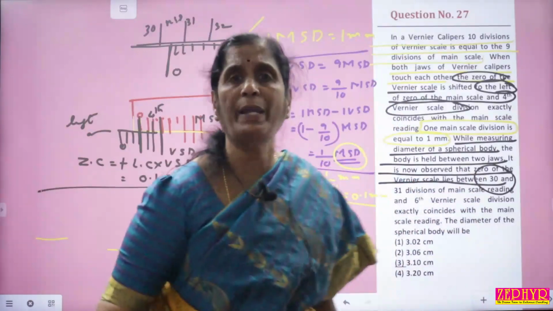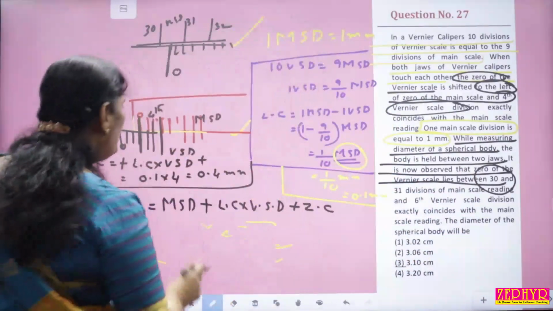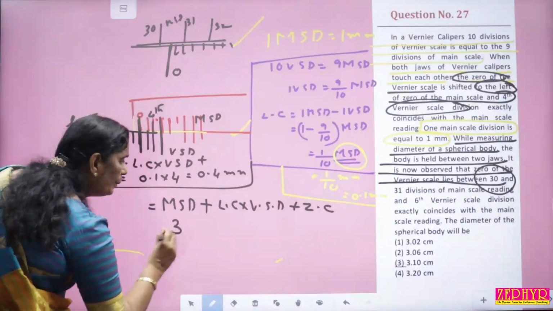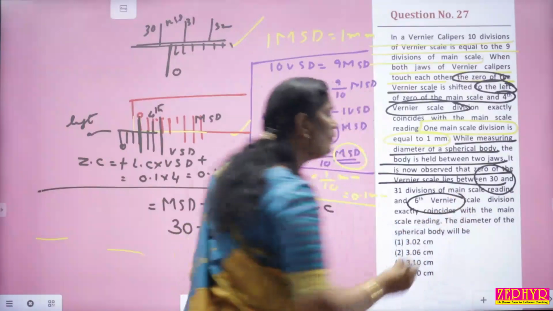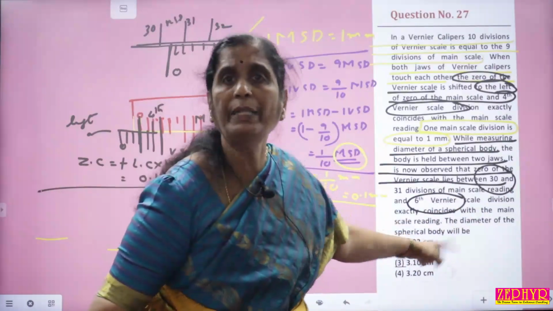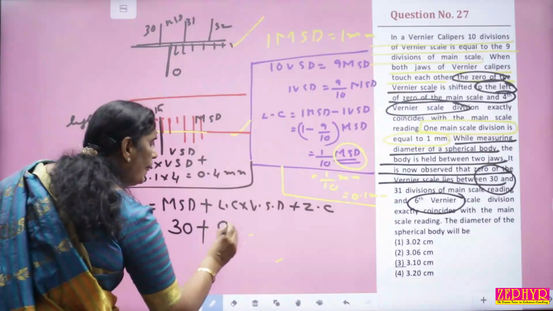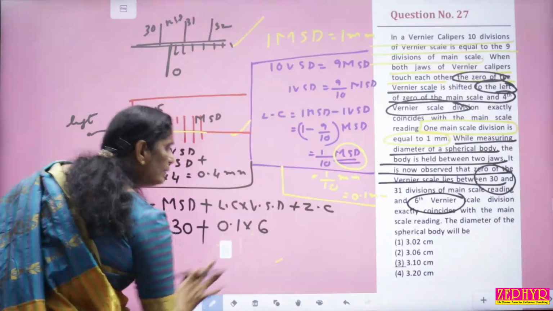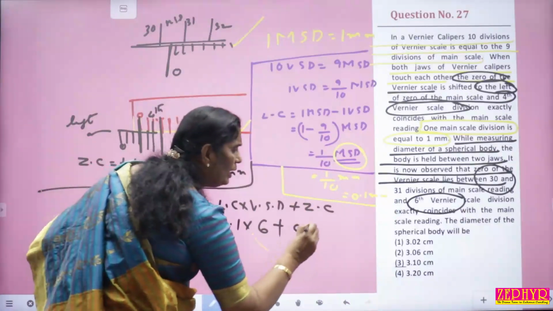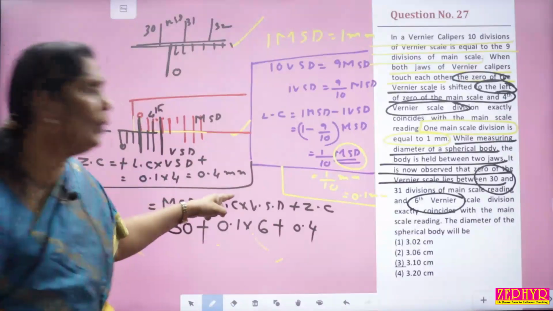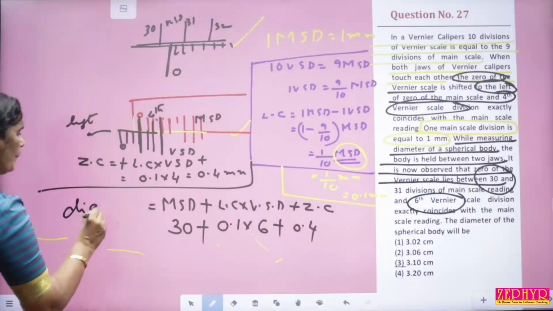30 will be taken as the main scale division because 30 divisions are complete, and 31 is not complete. So we have to take 30 for the MSD, the 30th division. And the 6th division of the linear scale is coinciding with the object. So we take 6. Least count is ready: 0.1. Sixth division, plus zero correction. We did the zero correction earlier. How much? 0.4. So then we'll get the diameter of the body.